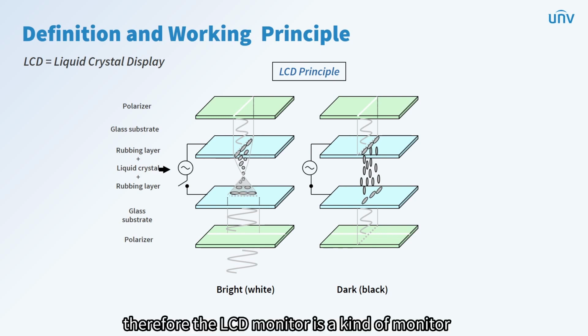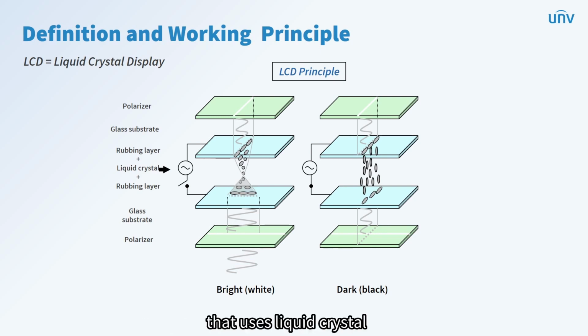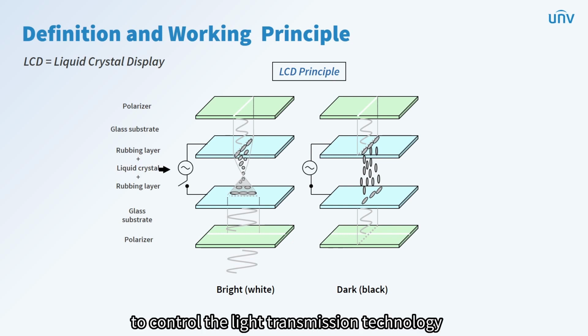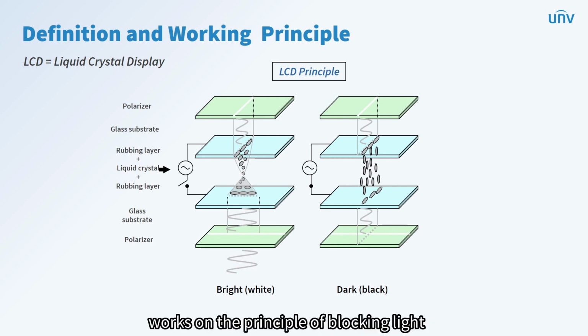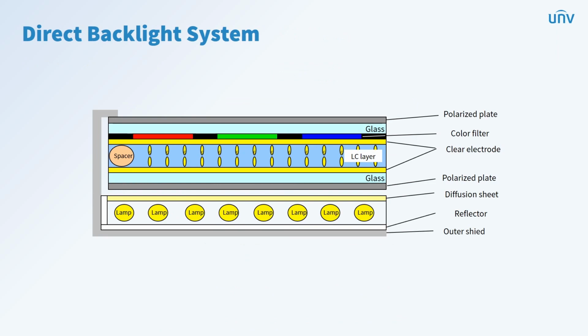Therefore, the LCD monitor is a kind of monitor that uses liquid crystal to control the light transmission technology to present different images. By this principle, you will know the LCD screen works on the principle of blocking light rather than emitting light. An LCD requires a backlight system. Now let's get more detailed info about the backlight system.